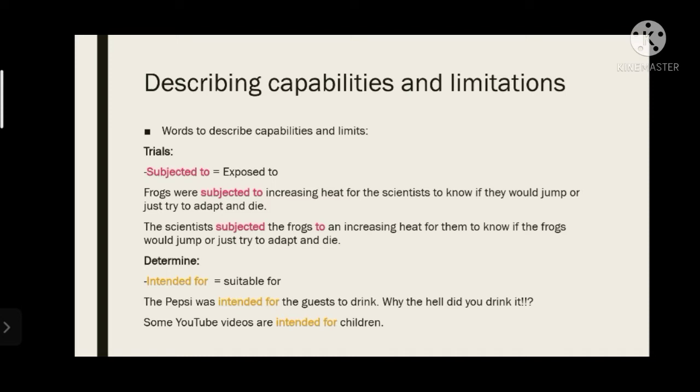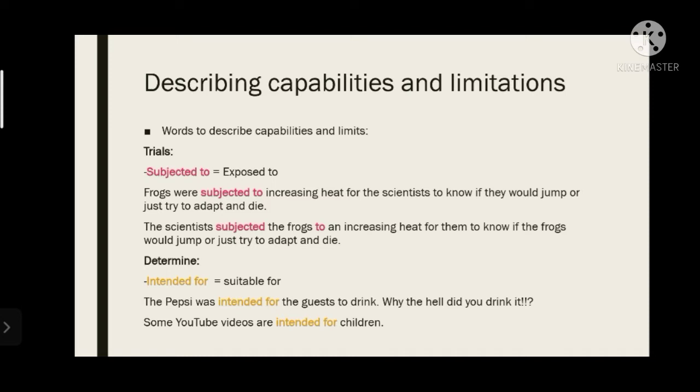So we have a phrase like subjected to. Subjected to means exactly the same as exposed to. يعني معرض ليه. نعرض الحاجة لضغط مثلا محدد. Subjected to means exposed to. Like in the first sentence, frogs were subjected to increasing heat for the scientists to know if they would jump or just try to adapt and die.